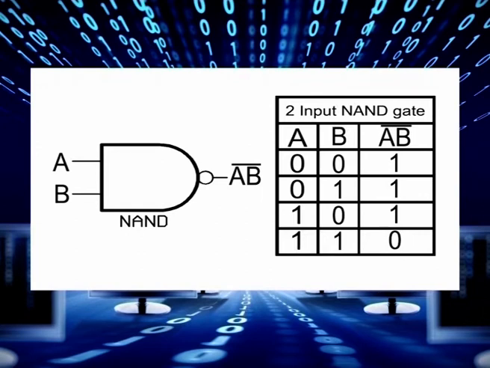Here the small circle represents inversion. A and B are the inputs and AB bar is the output. AB bar is nothing but the product of A and B followed by the complement of the result. In the truth table, we can easily notice that the output is 1 only when either of the inputs A or B is 0, or both are 0. Hope the NAND gate is clear to you.